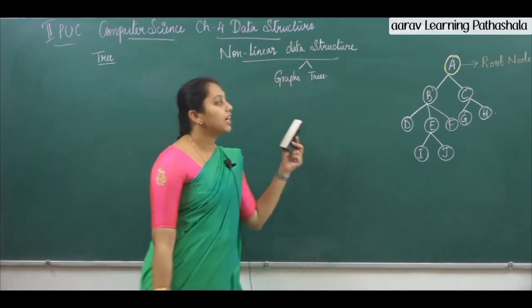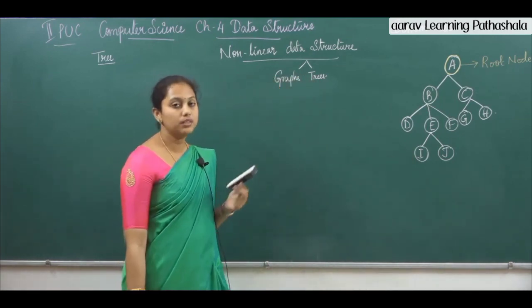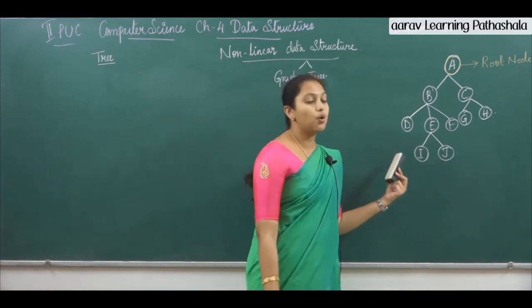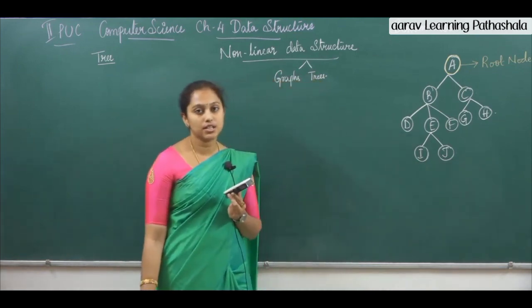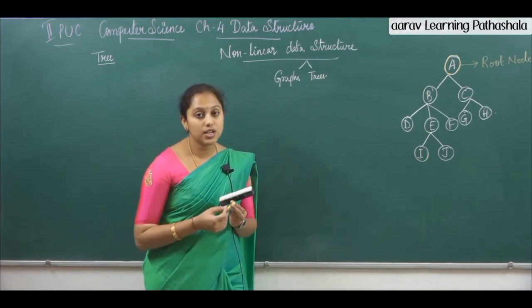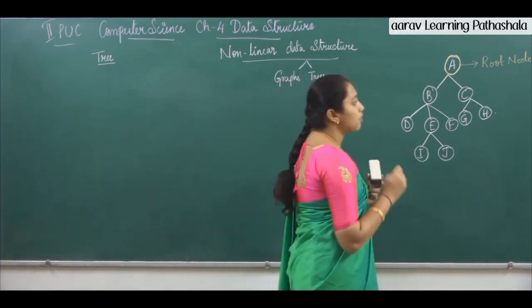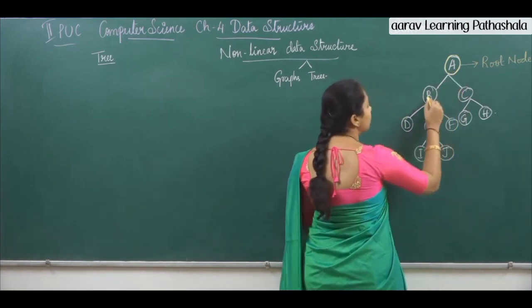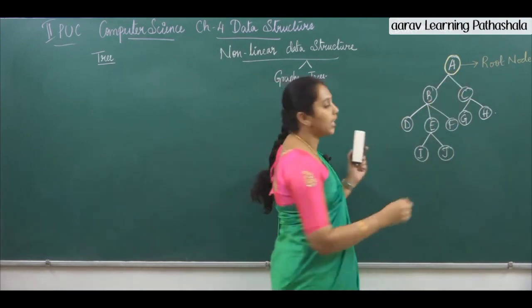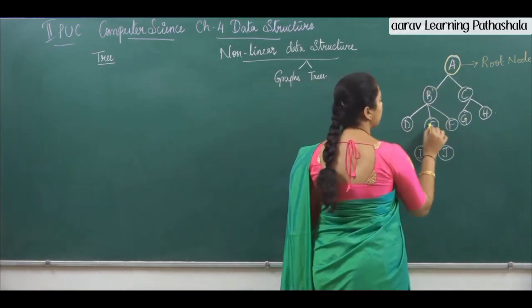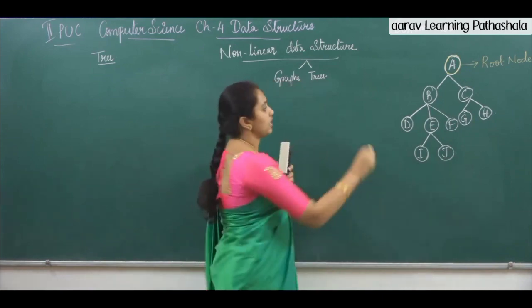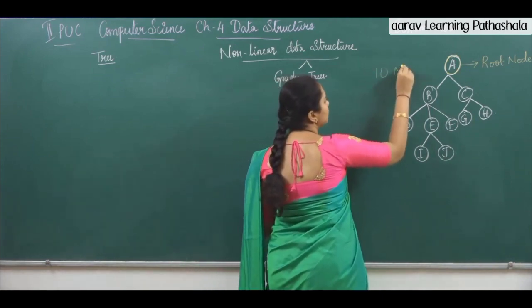When we have a tree data structure with n number of nodes, we have n minus 1 number of edges. So what is the meaning of edges? n number of nodes means, consider this tree, count the number of nodes. How many nodes are there? 1, 2, 3, 4, 5, 6, 7, 8, 9, 10. We have 10 nodes.